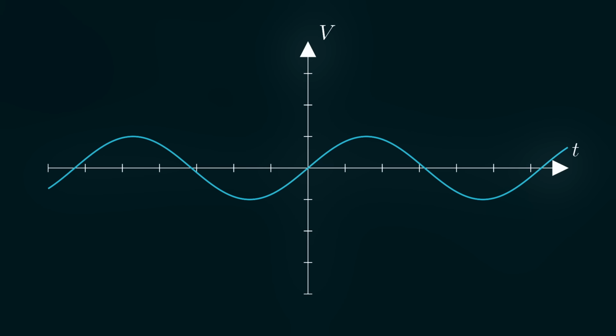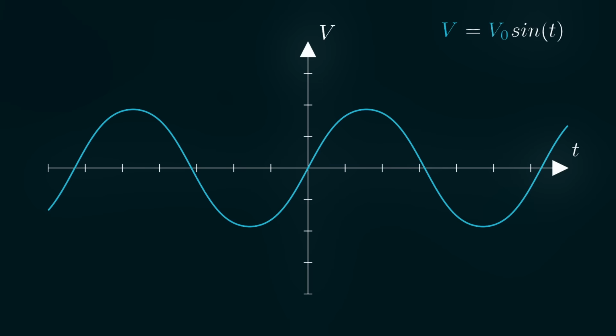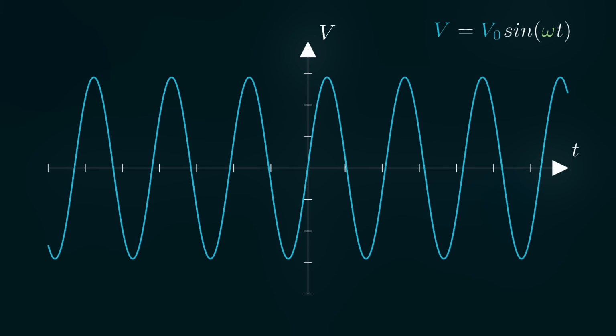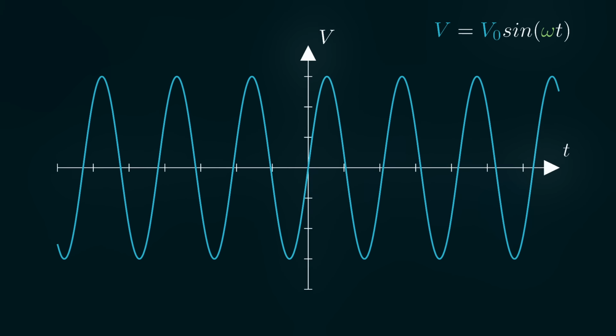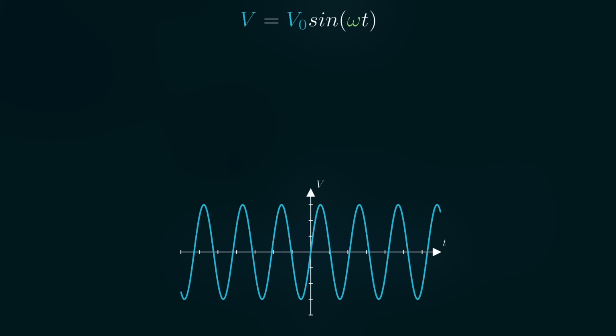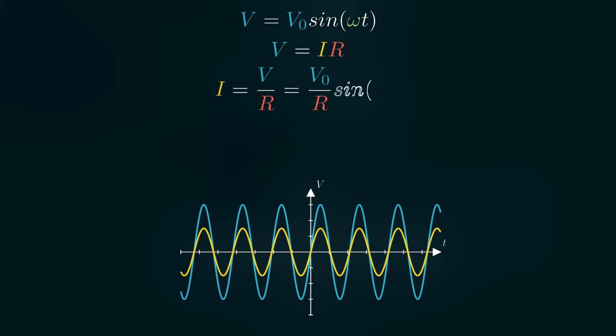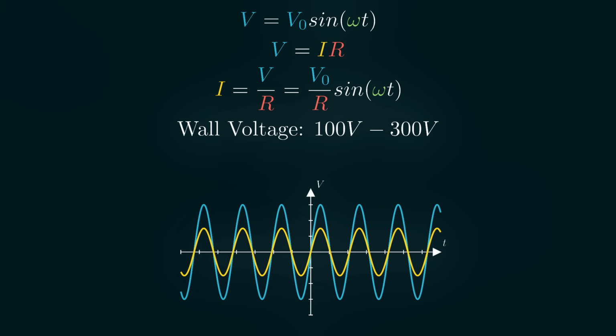So for some general AC circuit, it's going to look like a normal sine wave, scaled up by a factor V0, sped up by the angular frequency, omega, and shifted by a constant delta. And in our case, we're just going to ignore the delta because it's going to make the math a little bit easier. V equals IR still applies here. So if you've got a resistor, then you can find the current pretty easily. It's going to line up with the voltage. Wall outlets are usually like 100 to 300 volts, but they kind of vary around the world.